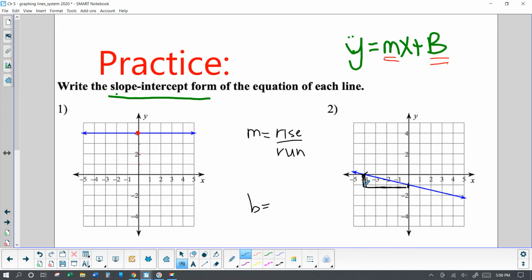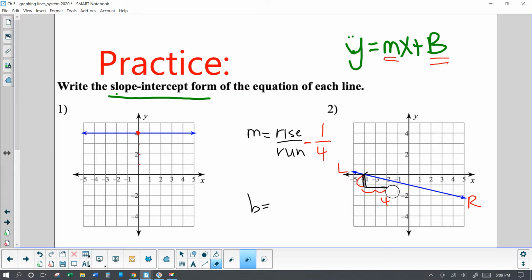And my rise then is how many boxes, right, does it go up? And this one goes up by 1, and then it goes over 1, 2, 3, 4. It goes over 4. So my run would be 4. Then I always have to remember to look and tell if my line is going up or down. And I always read my line from the left-hand side to the right-hand side. And this one is going down, so my slope is going to be a negative 1/4.